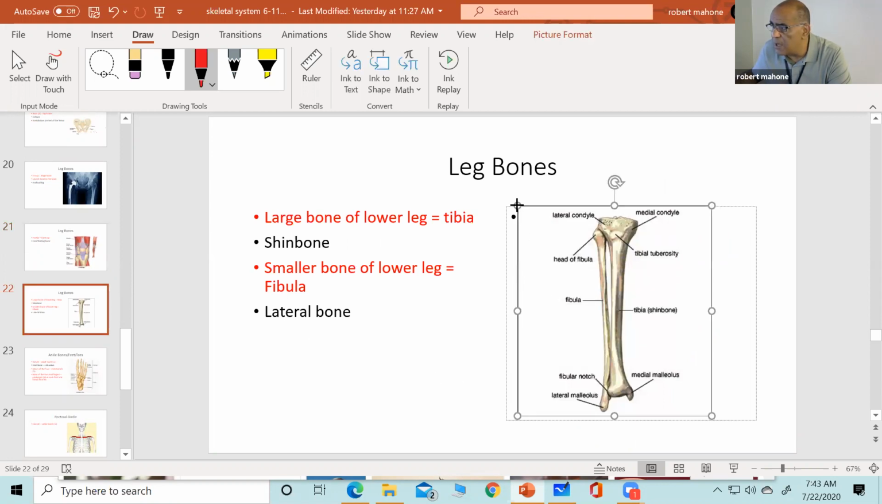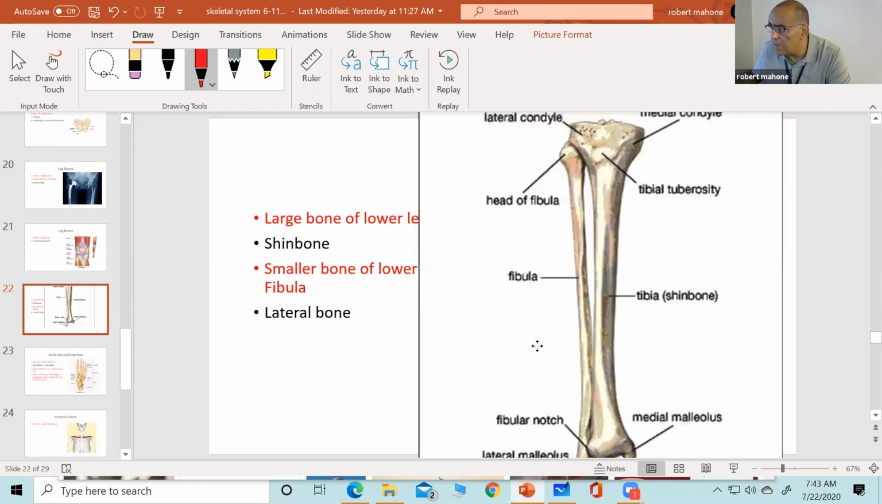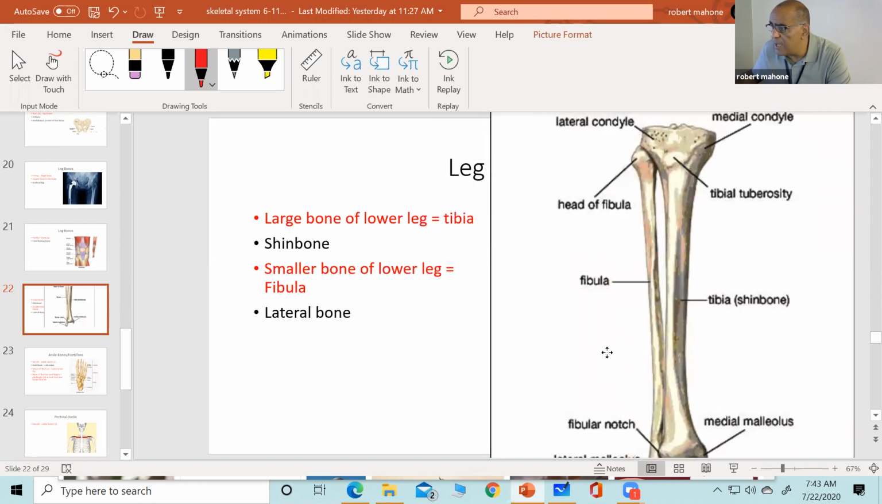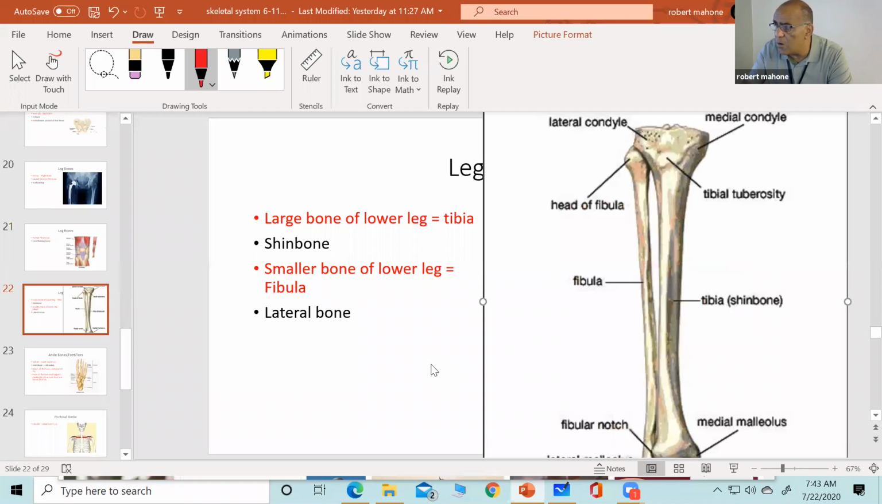At the lower leg, we have two bones down there, and we define them as the large bone or anterior bone of the lower leg is called your tibia. And the smaller bone sits off to the side right there. Since it's to the side, and this is their right leg, because this bone is lateral, it's out here. So the lateral bone of the lower leg is called the fibula.